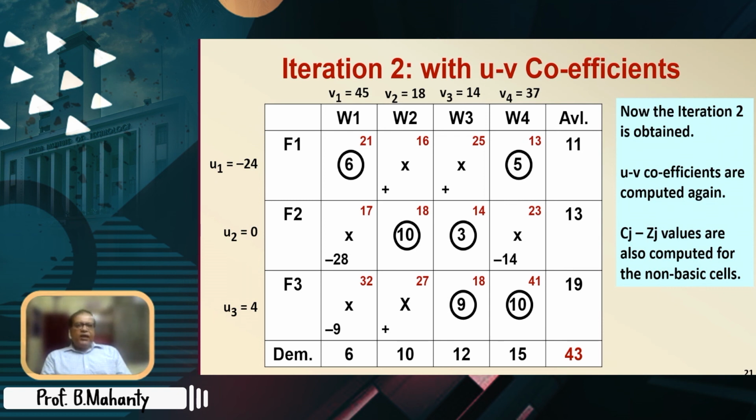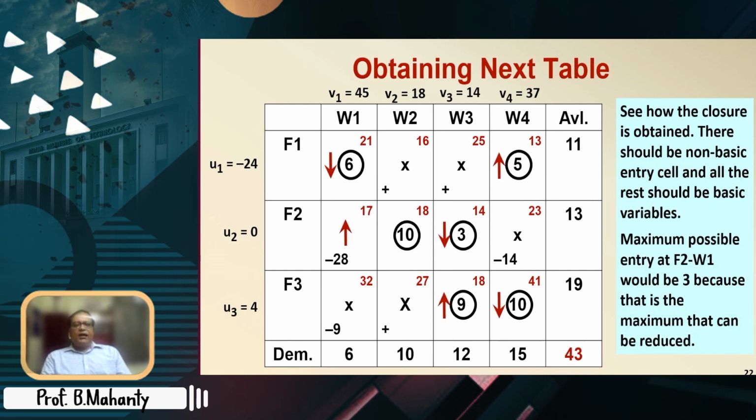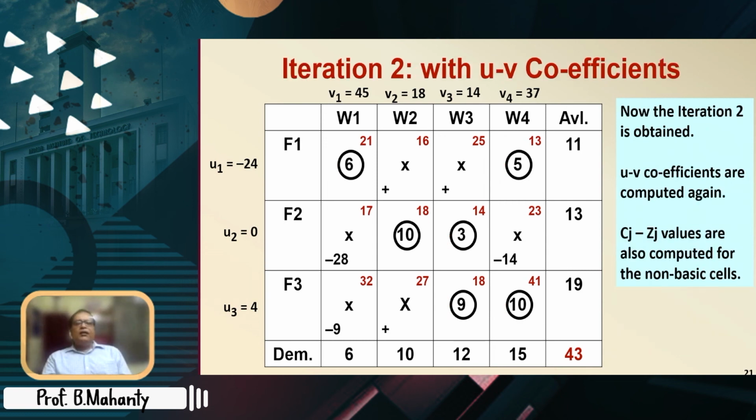So where can we make some entry now? It should be F2W1, is it not? So in the next step, we make some entry in the F2W1 cell. And as you make those entries, further closure is obtained. Yes, you have to calculate U2, U3 and all those things again.